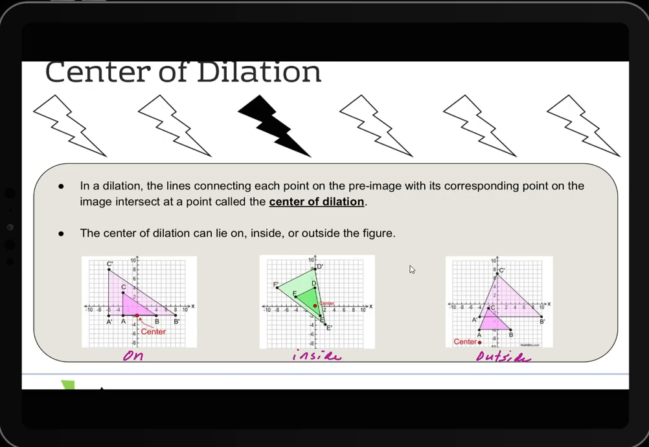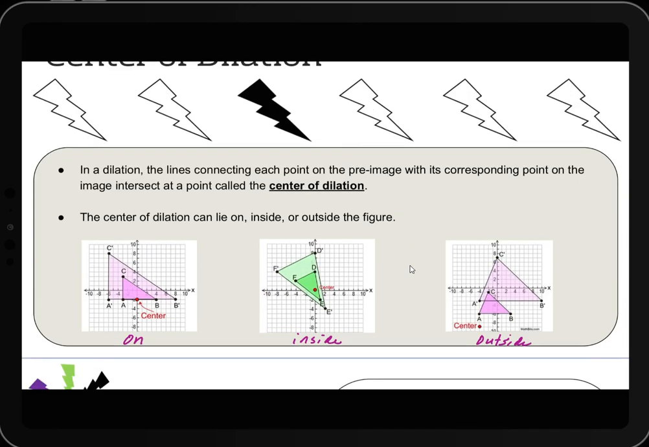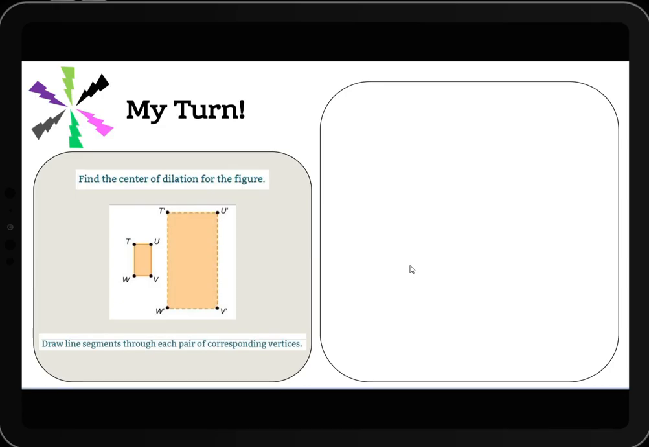Take note of the different types of figures that we have there. As an example, the center can change its position based off of what we have, and we're going to see those cases. So let's go ahead and figure out how to find it. How do we find the center of dilation?